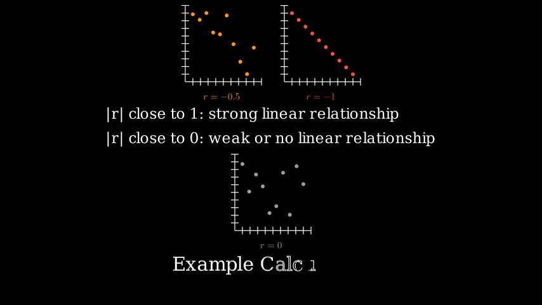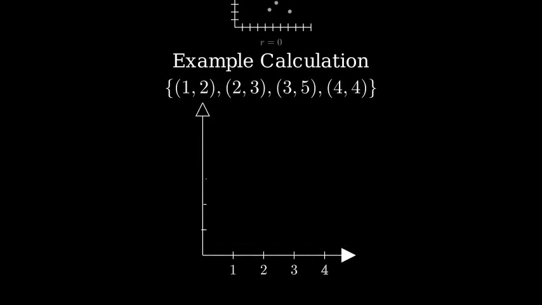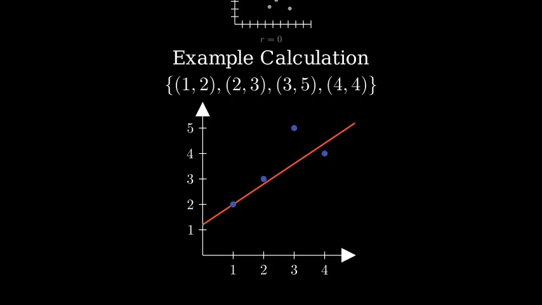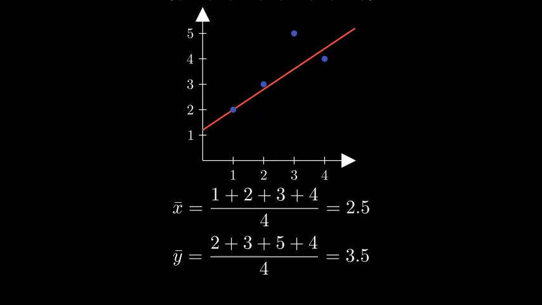Let's go through an example to see how to calculate the correlation coefficient. Suppose we have this paired data: (1, 2), (2, 3), (3, 5), and (4, 4). Step 1. Calculate the means. x bar equals (1 plus 2 plus 3 plus 4) divided by 4, which equals 2.5. y bar equals (2 plus 3 plus 5 plus 4) divided by 4, which equals 3.5.